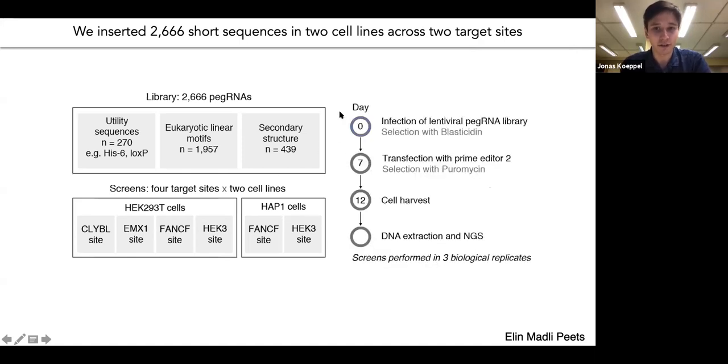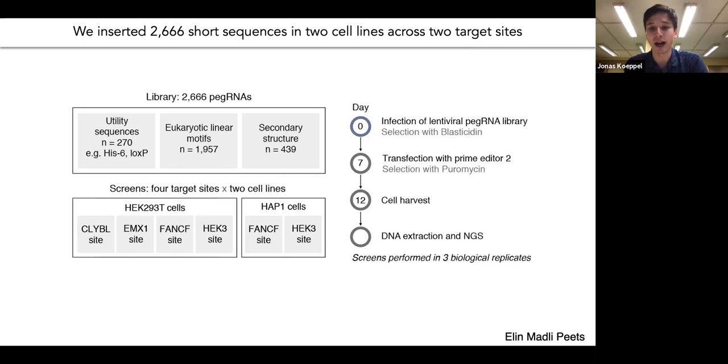So with that, we designed a screen in order to insert all these sequences into those target sites and cell lines, and then follow up which sequences inserted more efficiently than other sequences to hopefully generate some understanding of which sequences work well with prime editing. The way we did it is we first cloned this pegRNA library into a lentiviral backbone with a blasticidin marker, so we could infect cells and select for cells that have the library. Then we transfected in prime editor 2 and selected cells that got the prime editor using puromycin. And then 5 days after the start of the experiment, we harvested the cells and extracted the DNA.